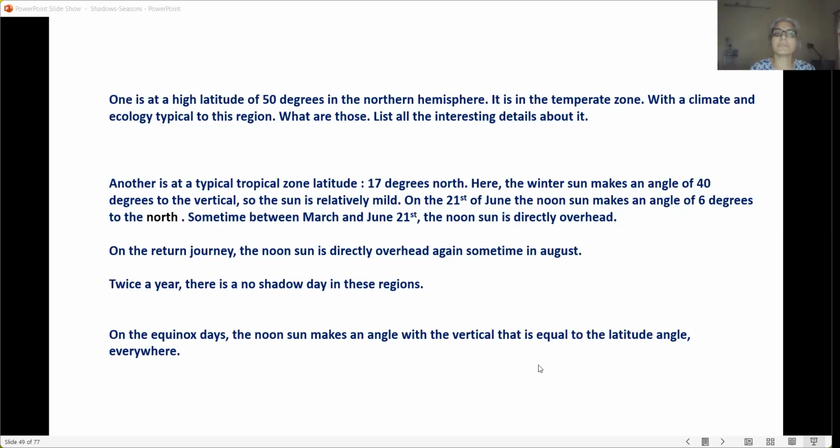Okay, so now that we've seen the models, let's move on. Let's just point out that on the equinox days, the noon sun makes an angle with the vertical, which is equal to the latitude angle everywhere on the earth. So if you're at 40-degree latitude, then the sun makes an angle of 40 degrees with the vertical.